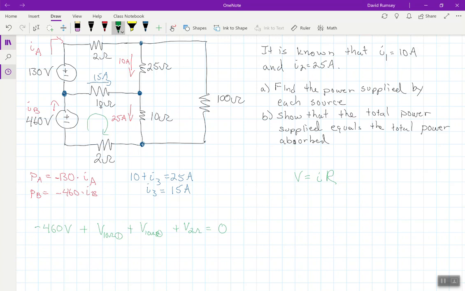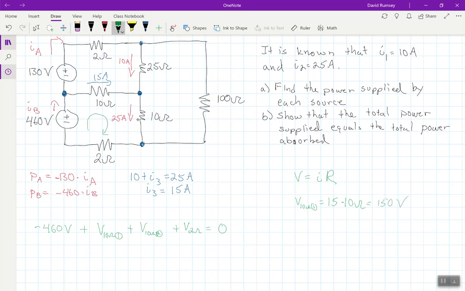And well, if I look at this here, I don't want to mess up my diagram too much, this 10 ohm resistor here, I know that there's 15 amps going through it, so I know that the voltage for 10 ohm number 1 is equal to 15 amps times 10 ohms, which gets me 150 volts.